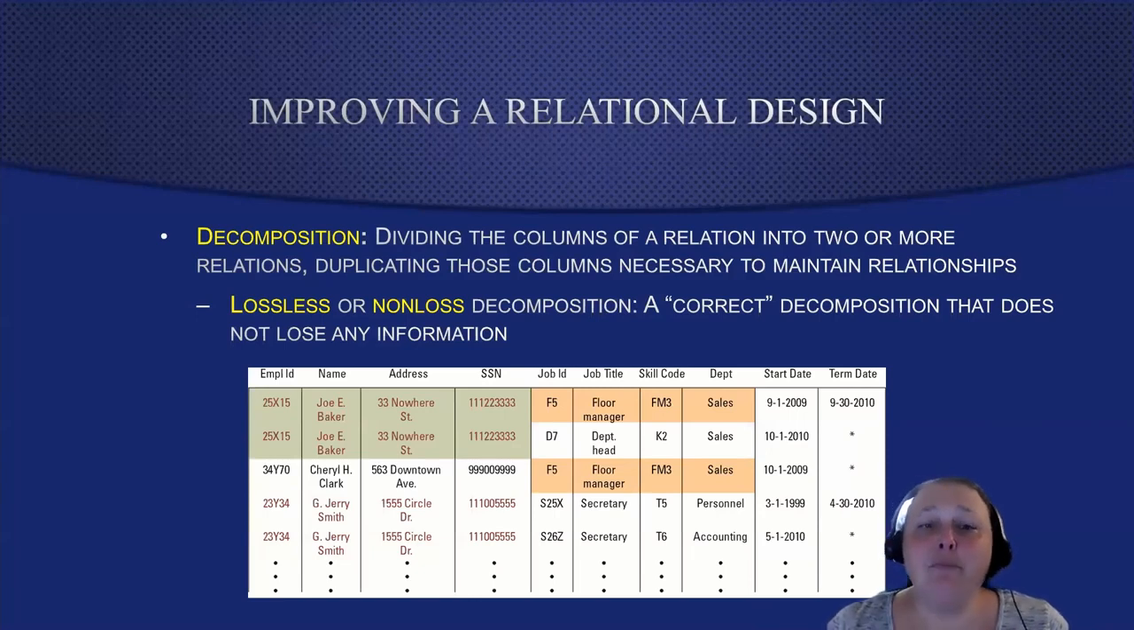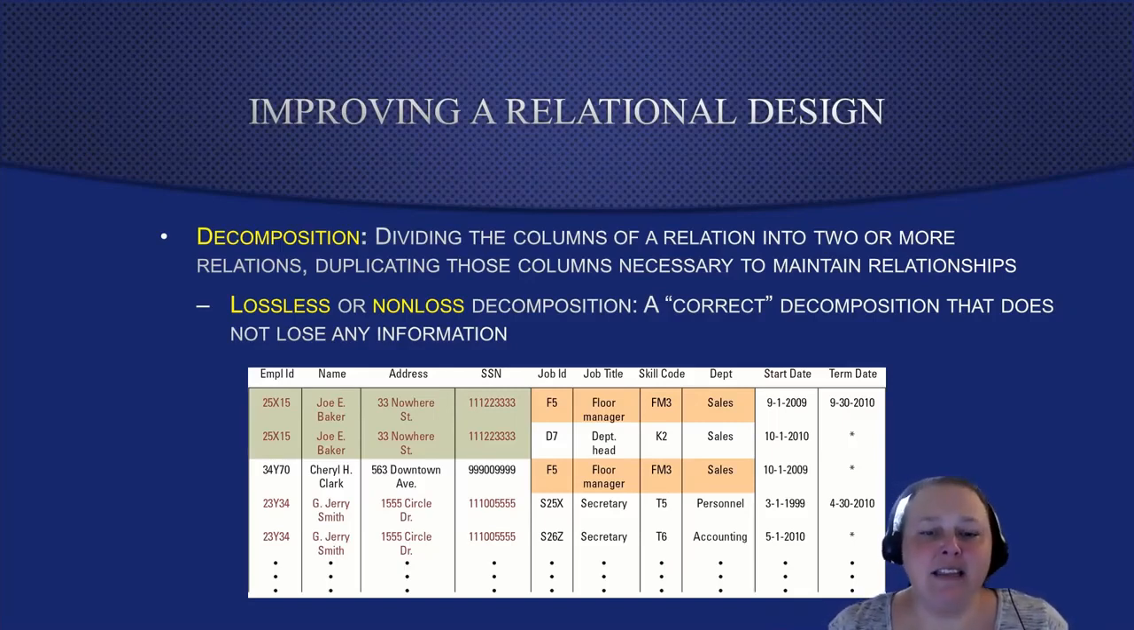Now, you can improve on relational design. You're not just going to take any spreadsheet and table and throw it in a database and say it's the perfect relational database. It's not going to be. So there are certain things that you can do. You can do something called decomposition. And this is going to divide the columns into relationships of 2 or more, duplicating those columns necessary to maintain the relationships that you need.